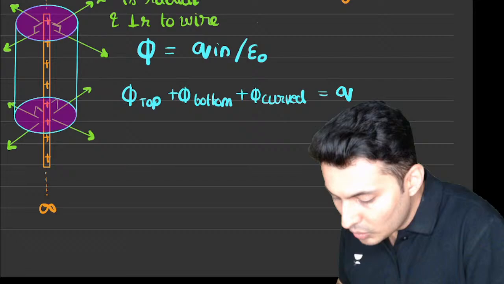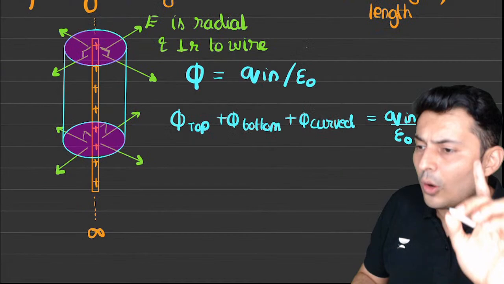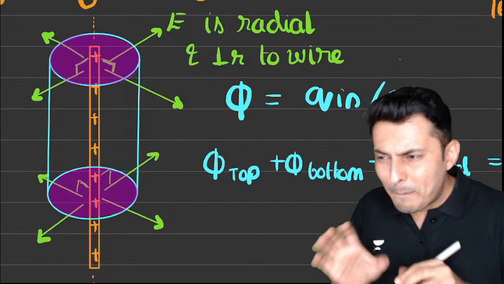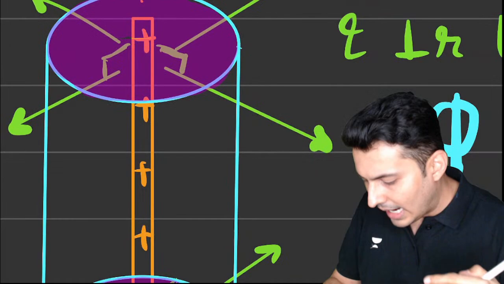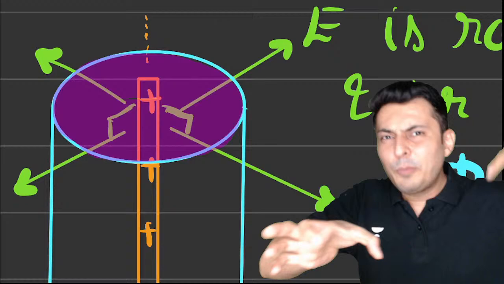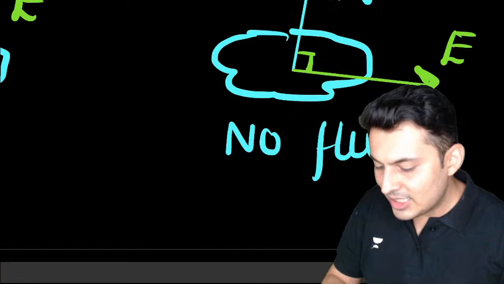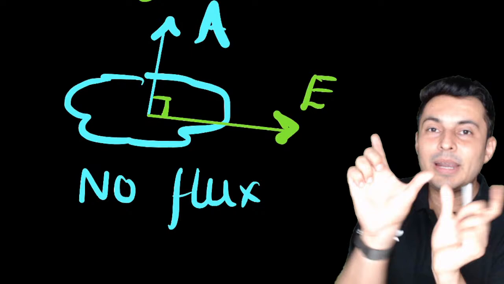Now you clearly observe the diagram and tell me, isn't the field parallel to that surface, which is on the top and at the bottom? At the top and at the bottom, isn't it parallel? Is it piercing through it? Is it cutting through it? No, it is just like this diagram. The field line is parallel to that surface, or perpendicular to that area vector.